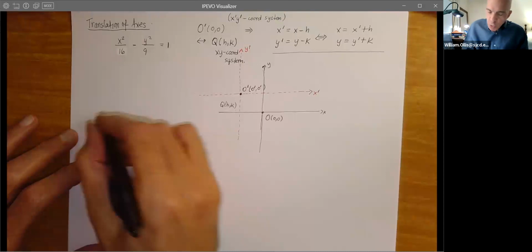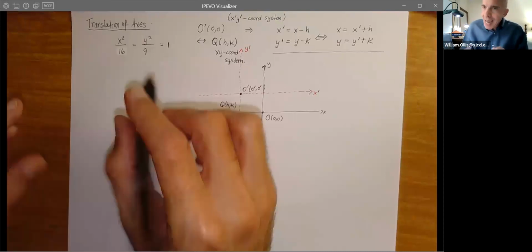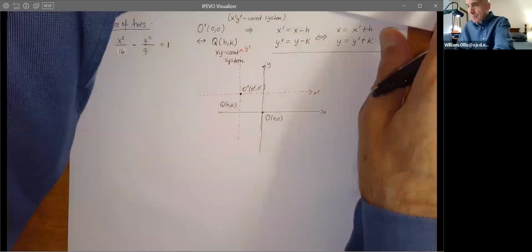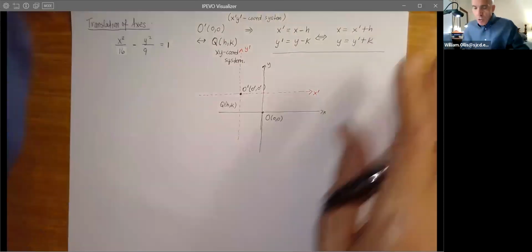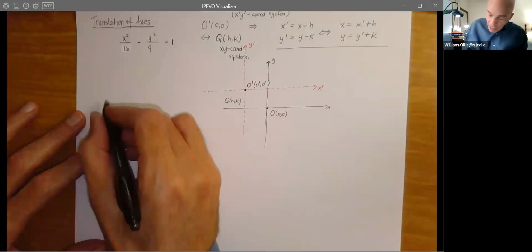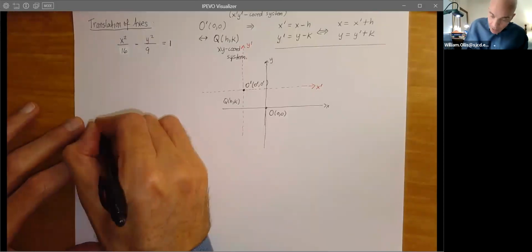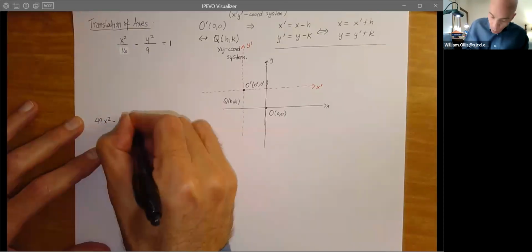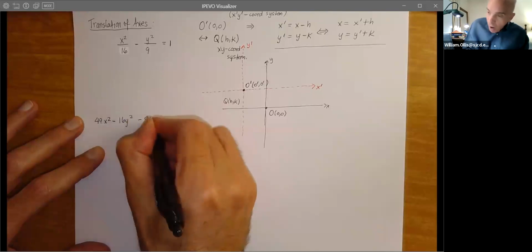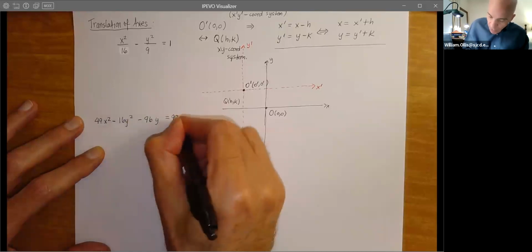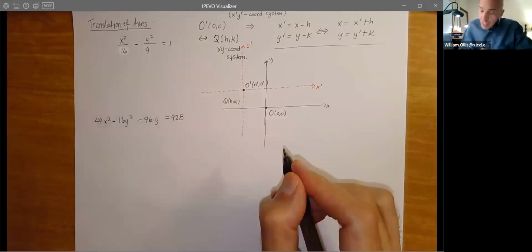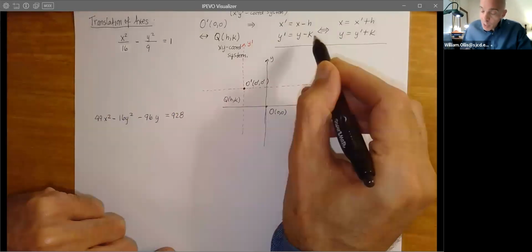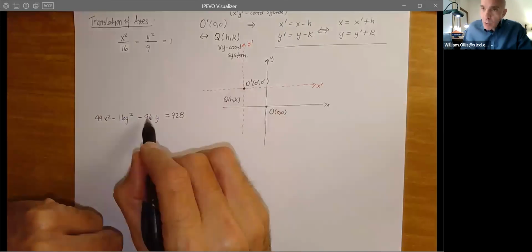So think of a situation where we actually had something translated, but it was disguised. Let me give you this example. Keep all this in mind and look at the following example. We have 49 x squared minus 16 y squared minus 96y equals 928. So you're thinking, if these are the simple equations that take us from one coordinate system to the other just by function transformation, we should be able to figure it out when we have one.